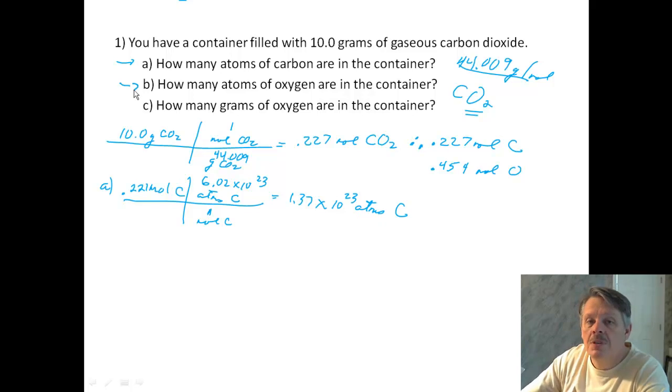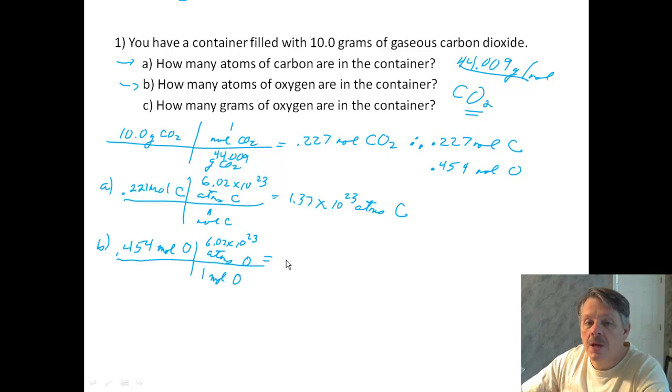Well, how about part B? Part B says how many atoms of oxygen are there? Before I even do it, I should be able to look at this number and predict that it should be twice that number. So it should be 2.74 times 10 to the 23rd. But let's see if that's actually what we come up with. We start with 0.454 moles of oxygen. And I have to go from moles of oxygen to atoms of oxygen. And that's 6.02 times 10 to the 23rd atoms per mole. If I actually multiply the thing out, I will find out that I get exactly what I suspected: 2.74 times 10 to the 23rd atoms of oxygen.